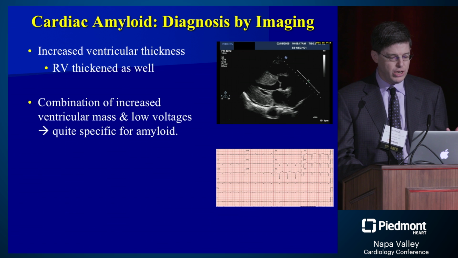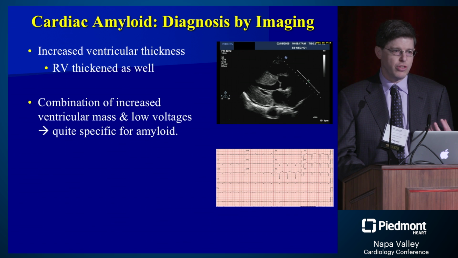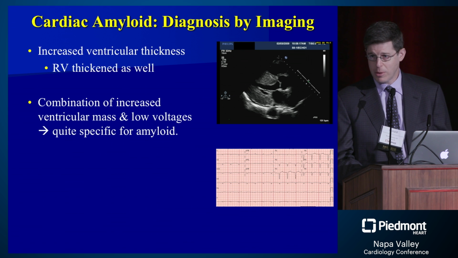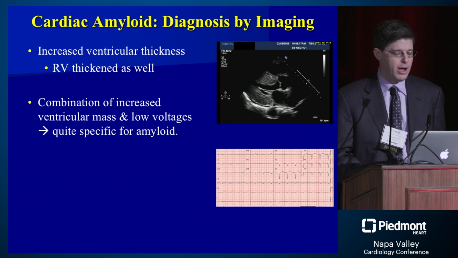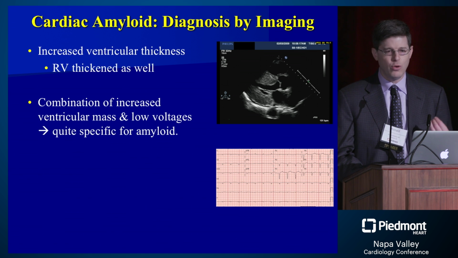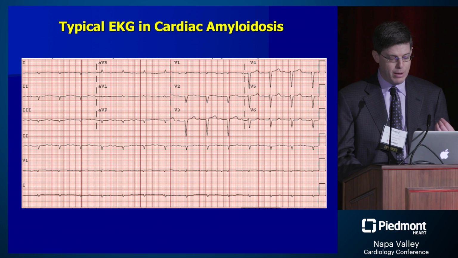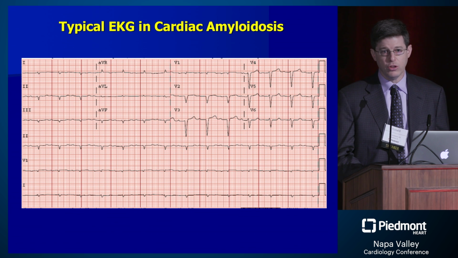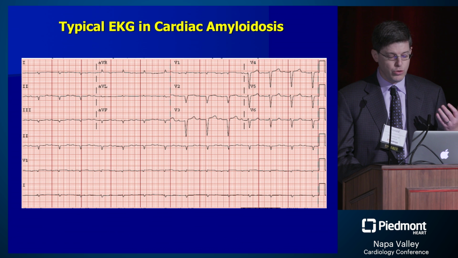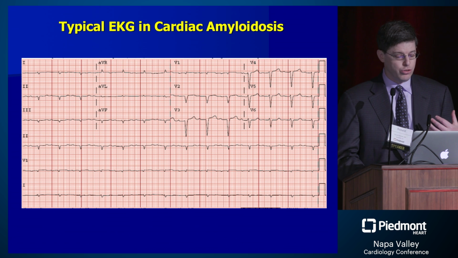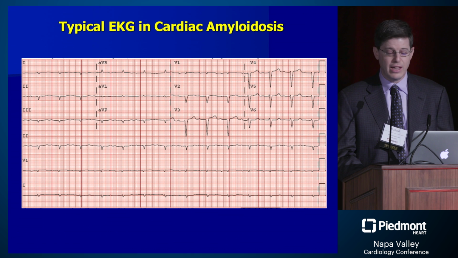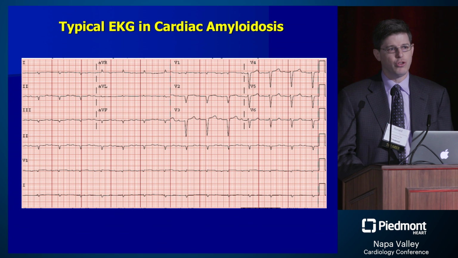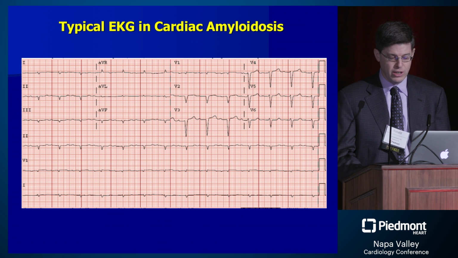In terms of imaging, the main thing you're looking for is increased thickness of the heart, particularly in the ventricles, although you can see it in the interatrial septum, you can sometimes see it on the valves. These are just all amyloid deposits. If you do see the combination of increased ventricular mass and low voltages, it is very specific for amyloid. Here is a typical EKG in an amyloid patient. You'll notice the low voltages in the limb leads. You will see a first-degree AV block, and you will see Q waves inferiorly and anteriorly, the so-called pseudo-infarct pattern that is often seen in the disease.